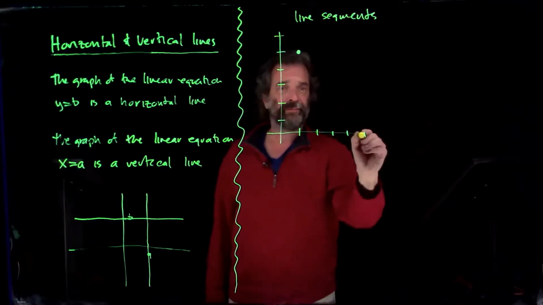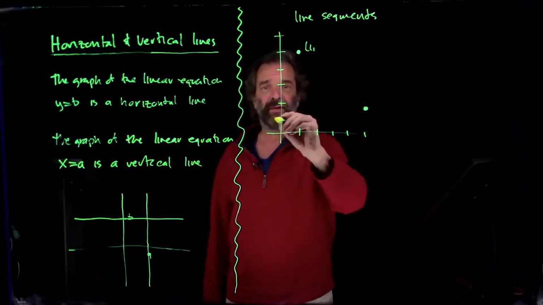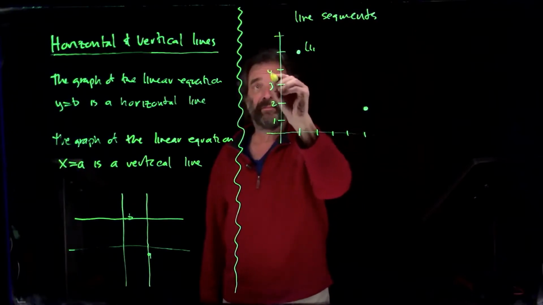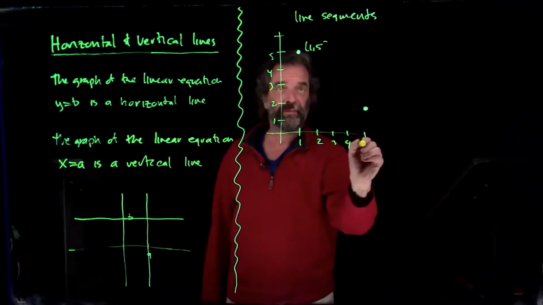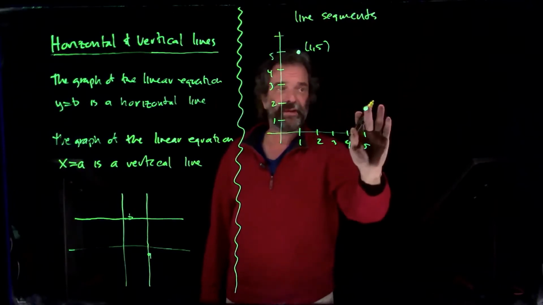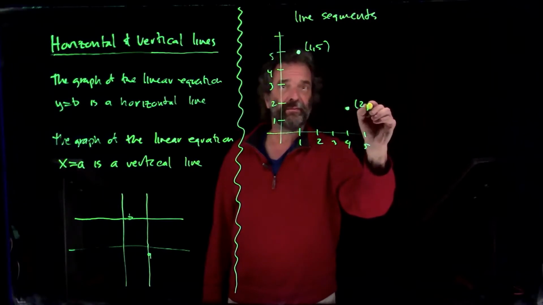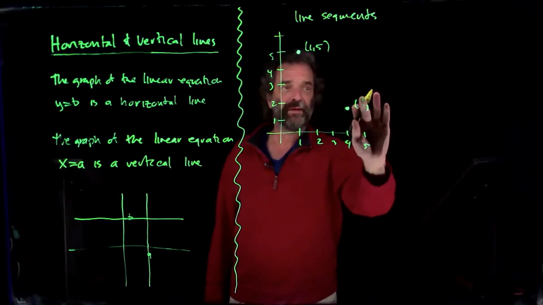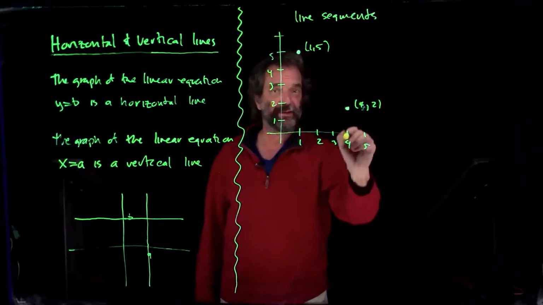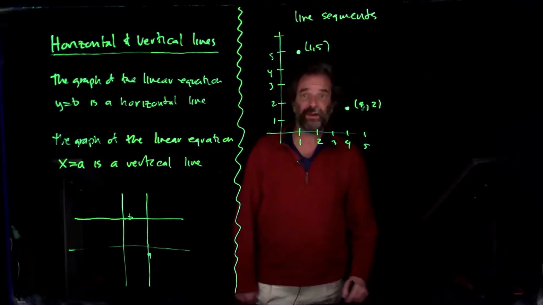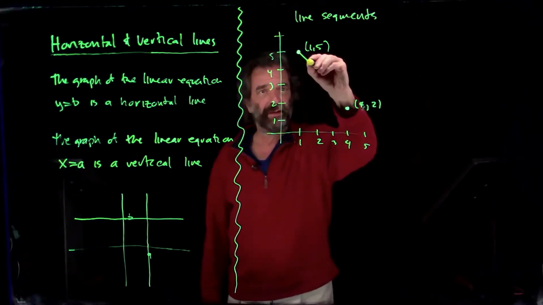Here's one. Here's another. So that's 1. Oh, I better label this. 5. I don't want it there. Let's put it over here. 2. Sorry, 4. 2, like that. So x is 4, y is 2. And for the first one, x is 1, y is 5. And then we'll draw the segment connecting them.